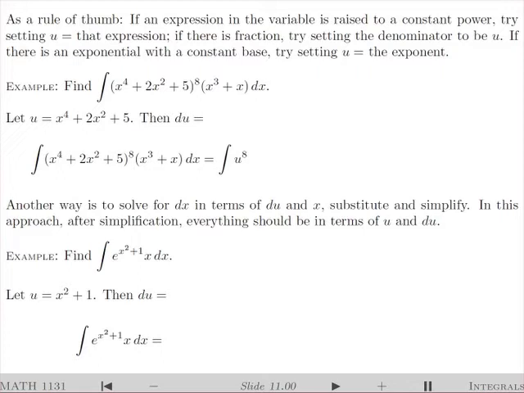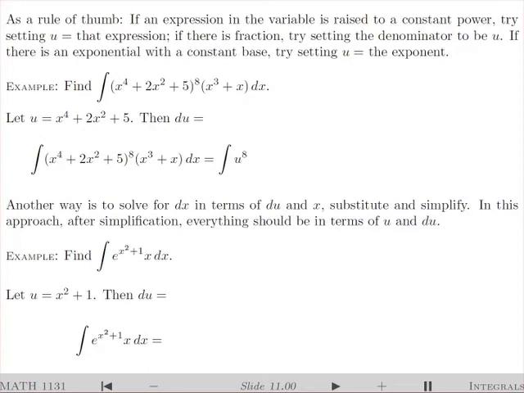Since we want to reduce the problem to something we already know, and there are basically just three integrals we know: the power rule, 1 over x, and exponentials, where the exponent is a number times the variable. It's just a matter of trying to see if we have that particular pattern in our integral.